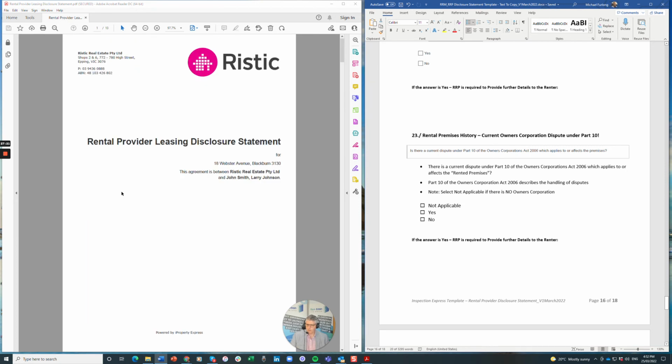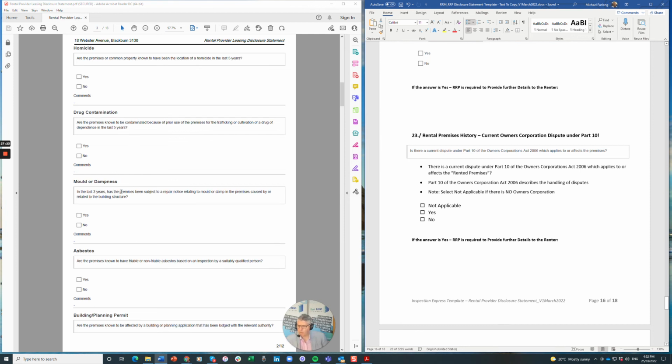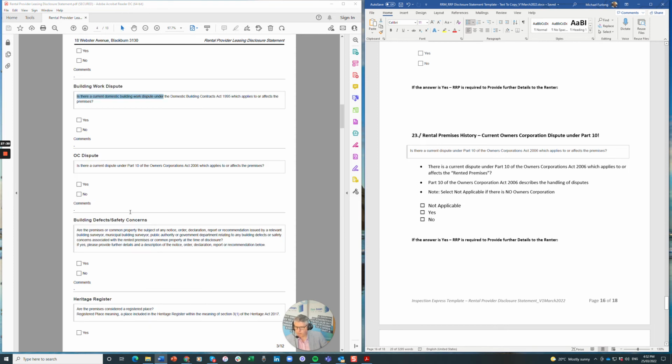That's not there. Under part 10. Oh, here we go. OC dispute. So I didn't even see it. OC dispute. Is there a current dispute? So we've got 3 points in there now. And if there's no owners corp, then just select not applicable. So there'll be 3 points down there. If it's yes, RRP required to put further information.